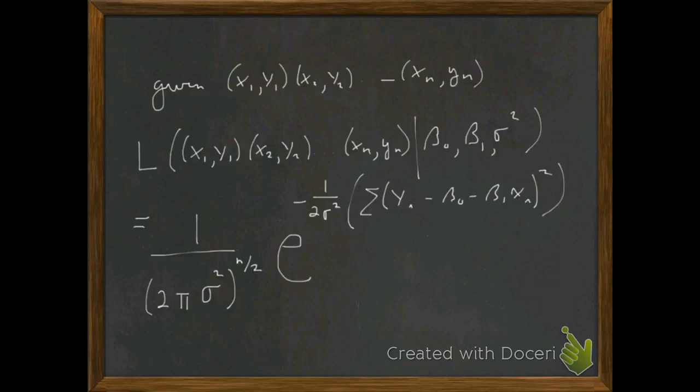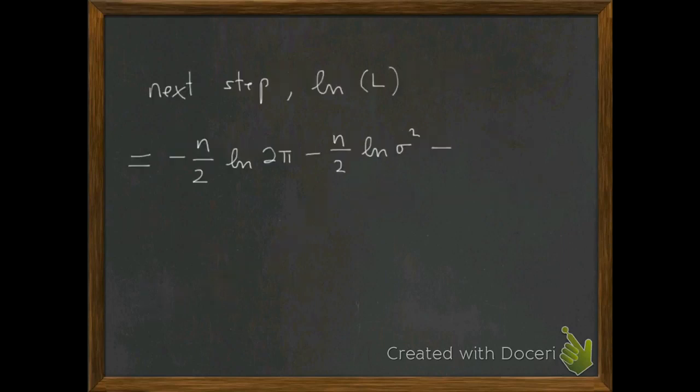I remember the first two. So 1 over sigma, okay. Minus 1 over sigma squared times the sum.